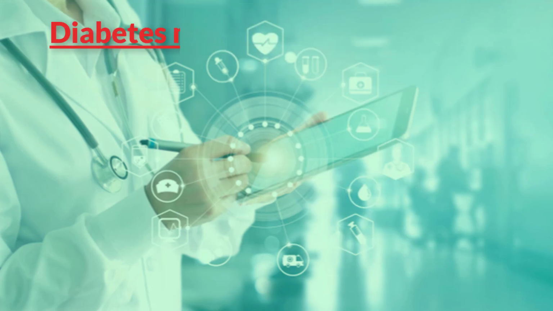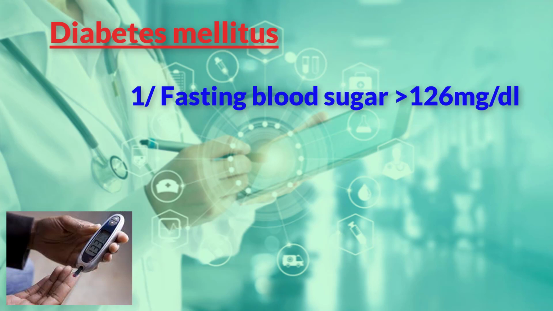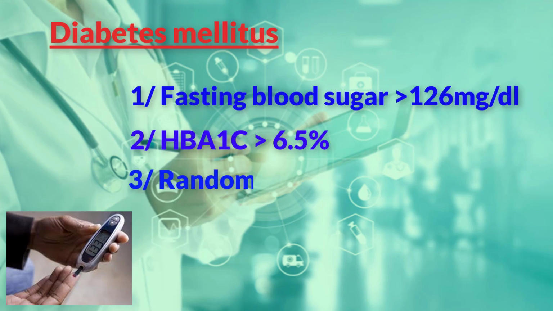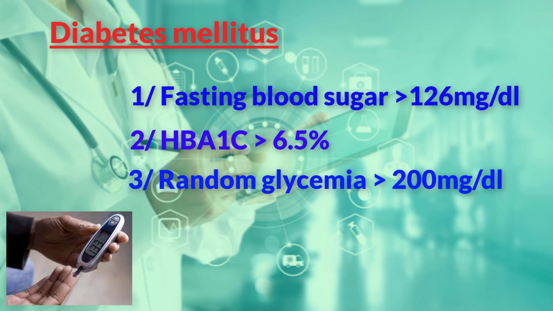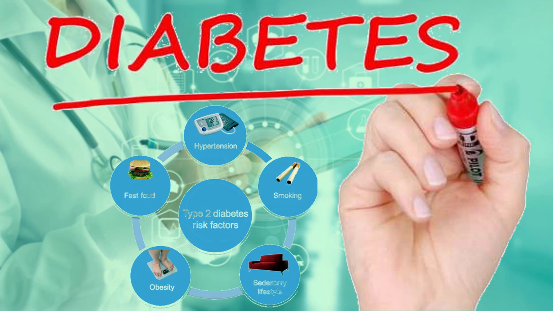We can know it is diabetes mellitus by measuring blood sugar level in the morning before breakfast, and it shows the result of over 126 mg per deciliter when we measure it twice in different conditions. Or another way, HbA1c is bigger than 6.5%, or it shows the result of over 200 mg per deciliter when we measure random glycemia. Thus, we can say it is diabetes mellitus.